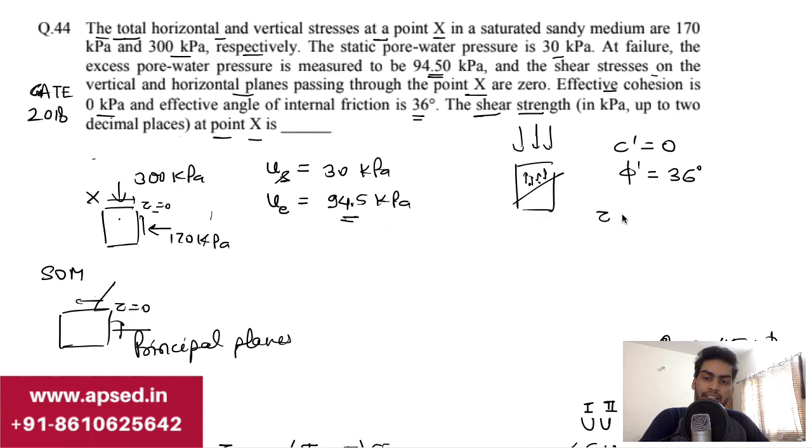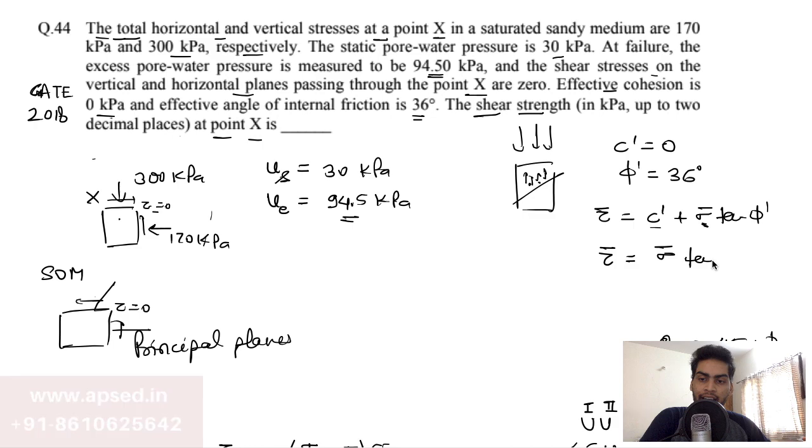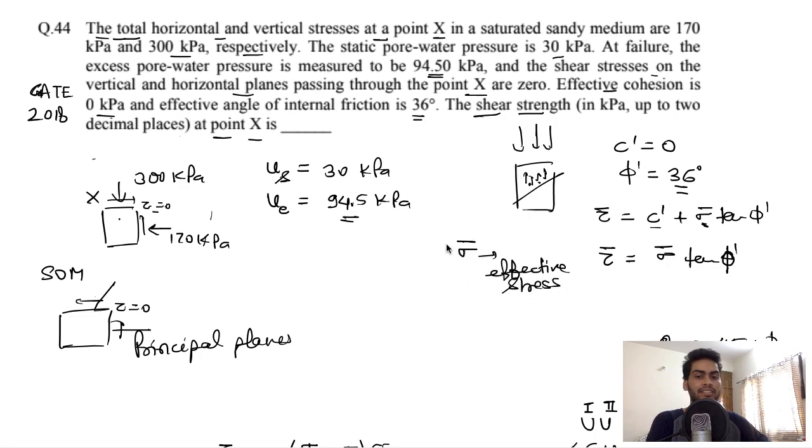Now we know the shear strength of soil is given as c plus sigma tan phi, and we are using effective stress parameters. So this is also effective stress, and these are effective stress parameters c dash and phi dash. Now as c dash is equal to 0, the equation of shear strength becomes sigma dash tan phi dash. Now we know the value of phi dash, that is 36 degrees, but we do not know the value of this effective stress. Now what is this effective stress?